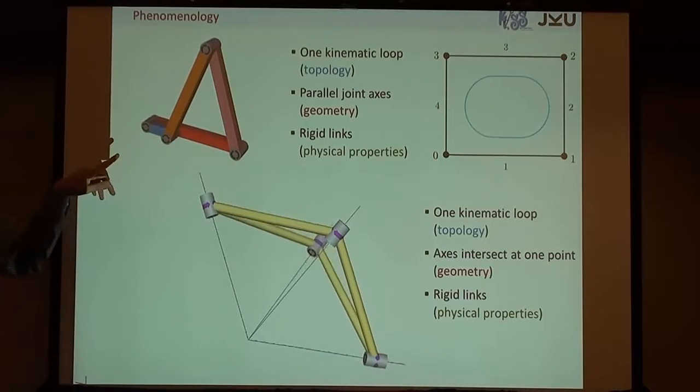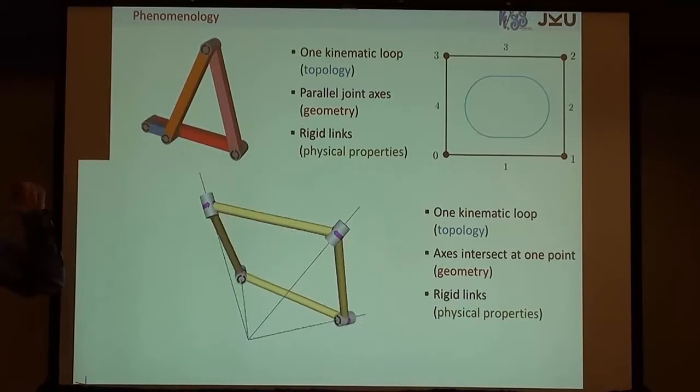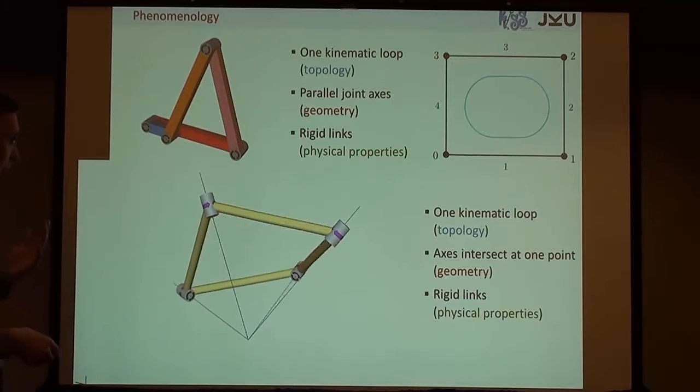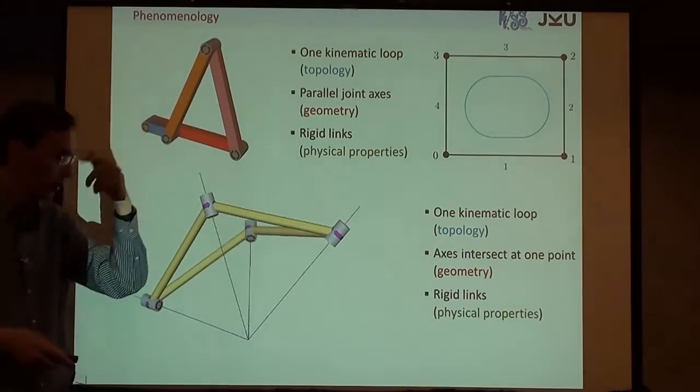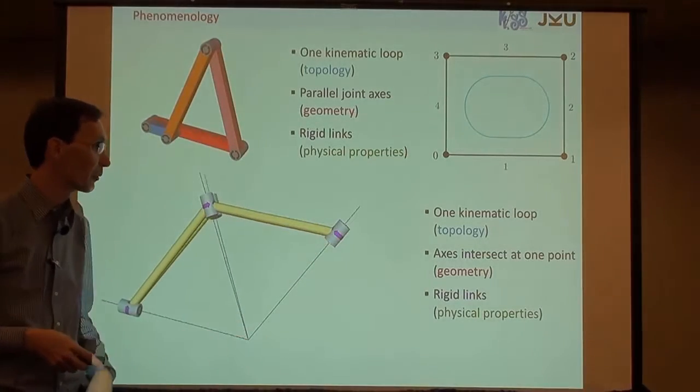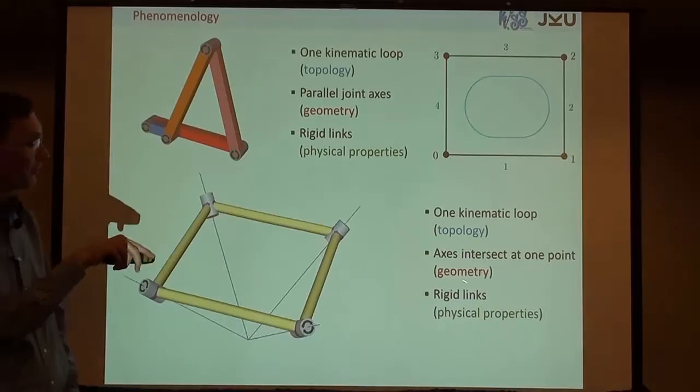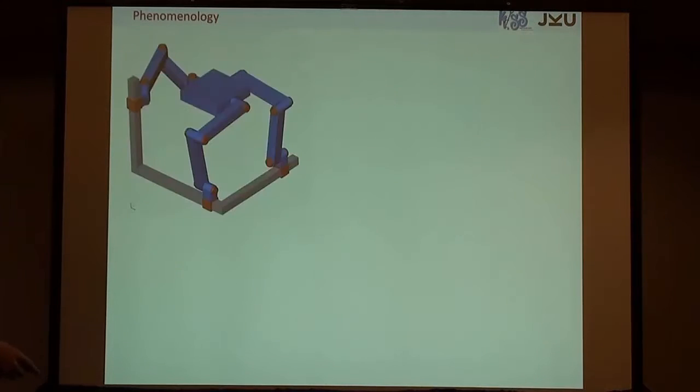Why is this mobile? Because the axes are meeting, right? So the axes are parallel. That means they are meeting in infinity. If you take the point where they're meeting at a finite point, then you have a spherical mechanism. Anyway, the topology is the same, and everything is the same. The only difference is the geometry.